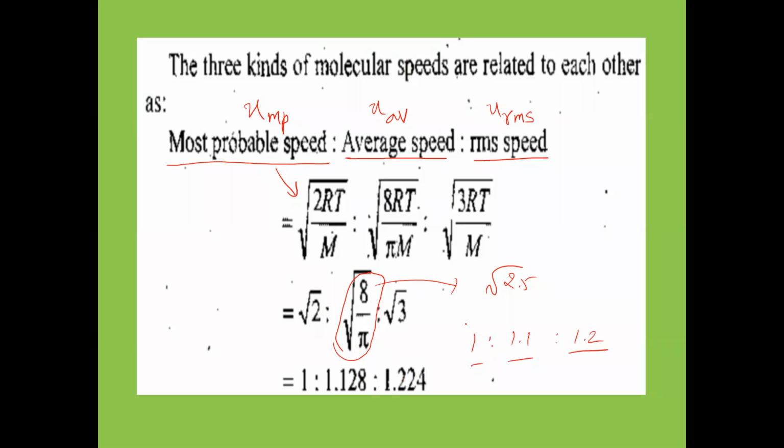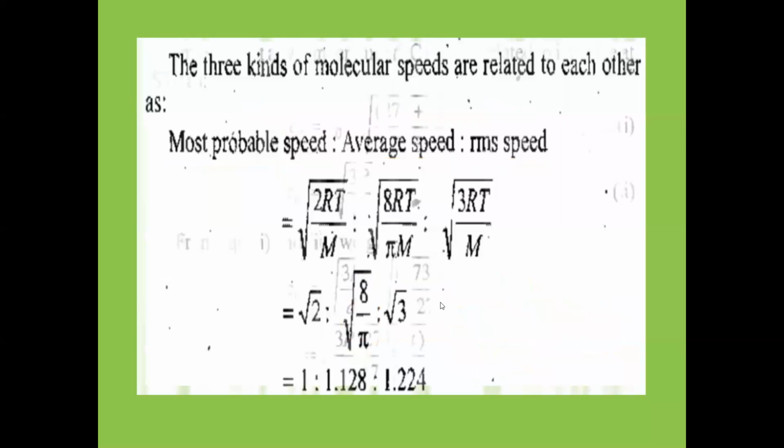So here, U most probable velocity, U average, and URMS. This relation we can take here: the ratio of the three types of molecular velocities among the gas molecules. Is that clear? It's about the types of molecular speeds.